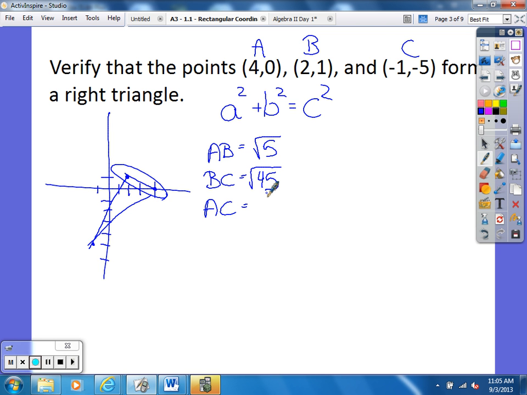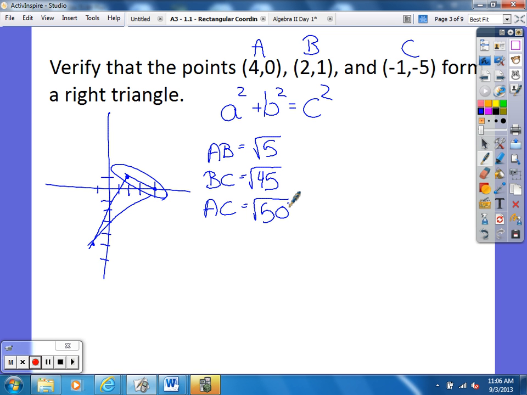And Justin, do you 3 agree? Yeah. What do you guys get? Square root of 50? Does that make sense to you guys? 25. Square root of 50? You all agree? Okay, all right.